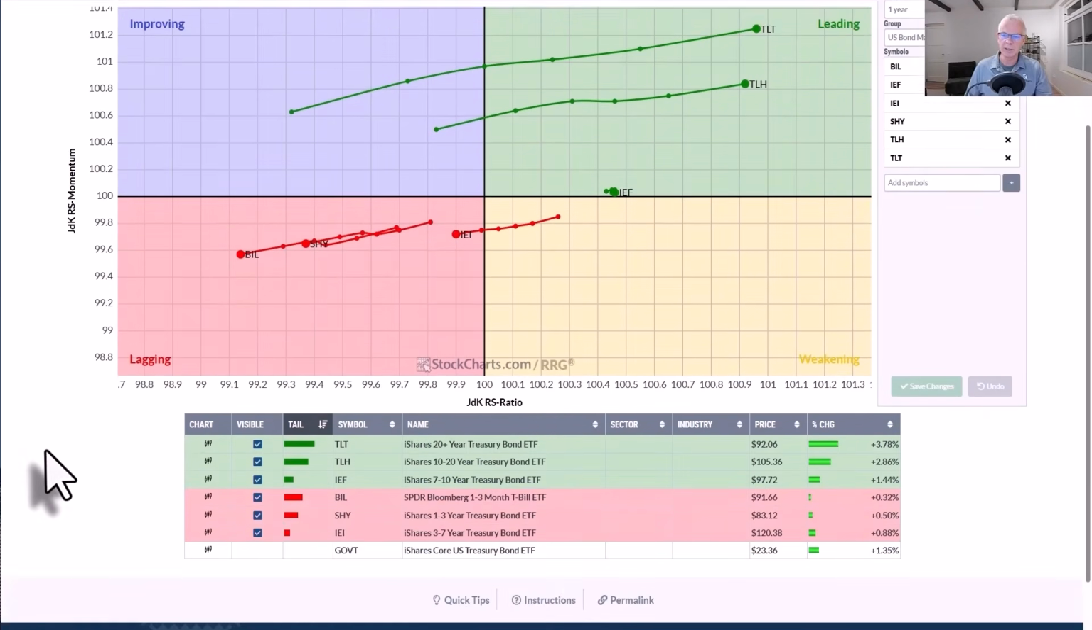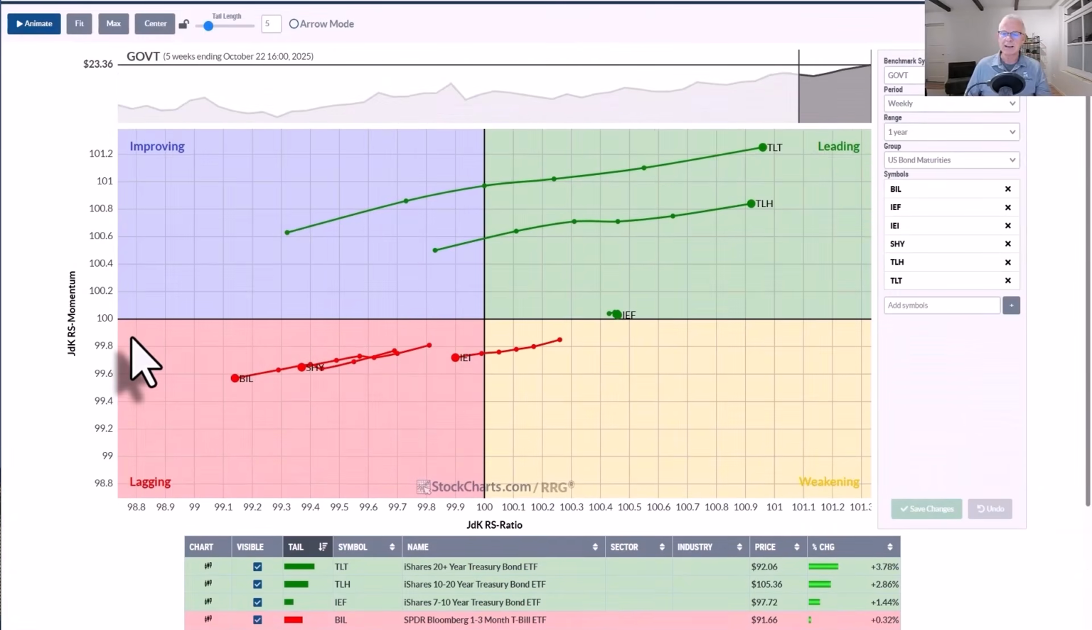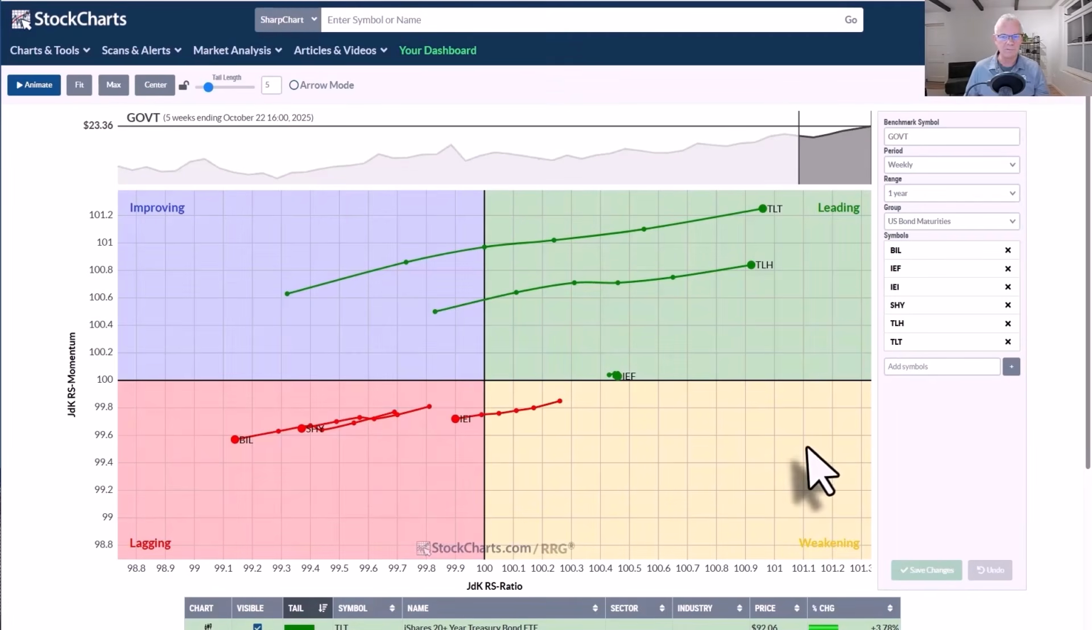So just to be clear, what we have here are 6 ETFs that cover 6 segments on the yield curve from short to long. So you got BIL, which is 1 to 3 month. You got SHY, which is 1 to 3 year. IEI, 3 to 7 year. IEF, 7 to 10 years. TLH, 10 to 20. TLT, 20 years plus. The benchmark is GOVT, which is an aggregate of all these segments on the yield curve. And I think that this picture is speaking volumes. It's a very clear picture.